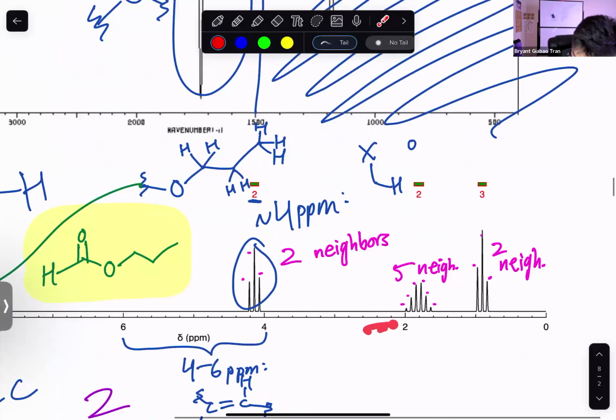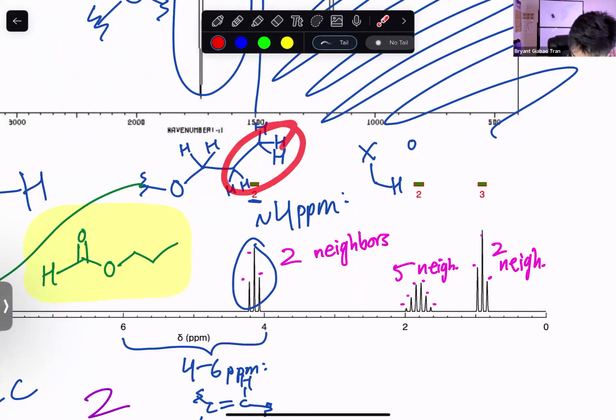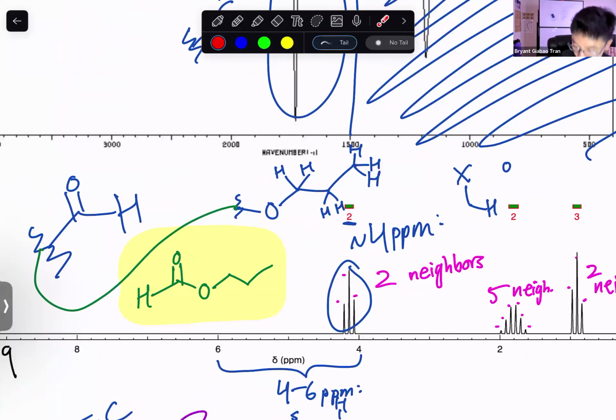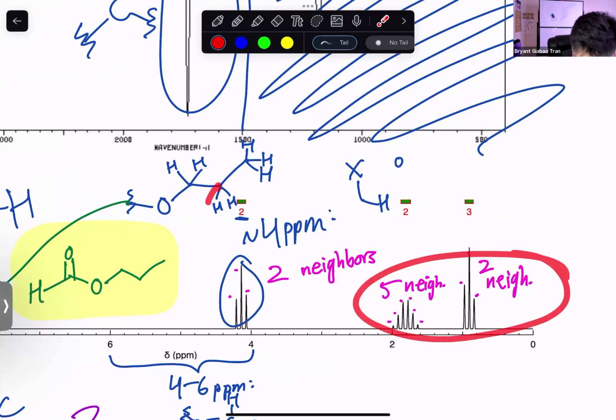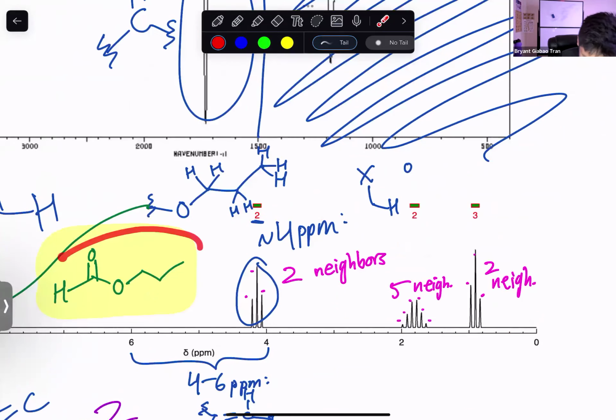Once it gets more shielded, these are the more confusing ones to figure out, because there's nothing interesting about them. There's no electronegative atom nearby. There's no functional group, no carbonyl, no alcohol, no carboxylic acid. These are the boring ones where you have to actually figure out the number of neighbors and the integration to get the specific, hyperspecific molecule here.